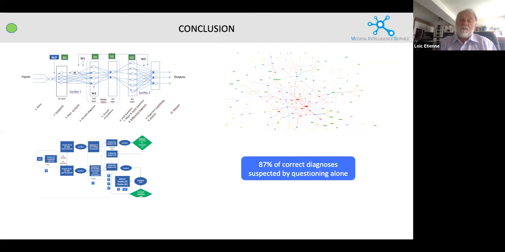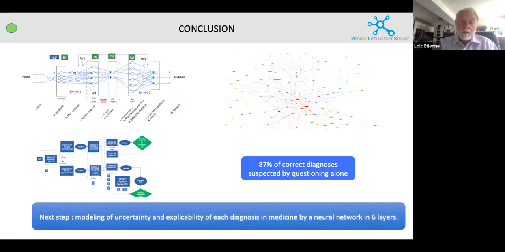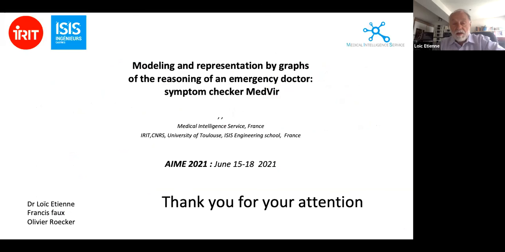So you have all this system, all these elements we put. 87% of correct diagnosis was suspected by the questioning. And now the next step, we make a modeling of uncertainty and explicability of each diagnosis in medicine by a neural network in 6 layers. Okay, sorry, I was a little long.